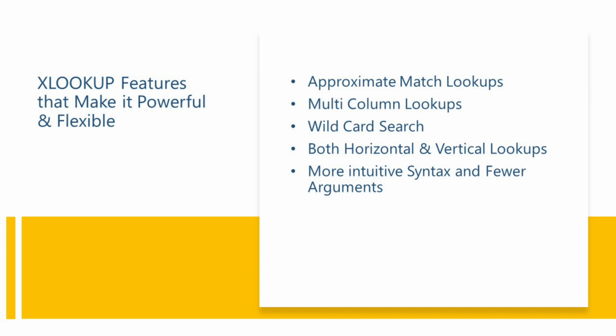Next is horizontal and vertical lookups. That means XLOOKUP can be used to search for data in both horizontal and vertical ranges, which eliminates the need to use separate functions like VLOOKUP and HLOOKUP. In addition to these and other benefits, XLOOKUP is also easier to use than VLOOKUP and HLOOKUP. It has a more intuitive syntax and fewer arguments to remember.